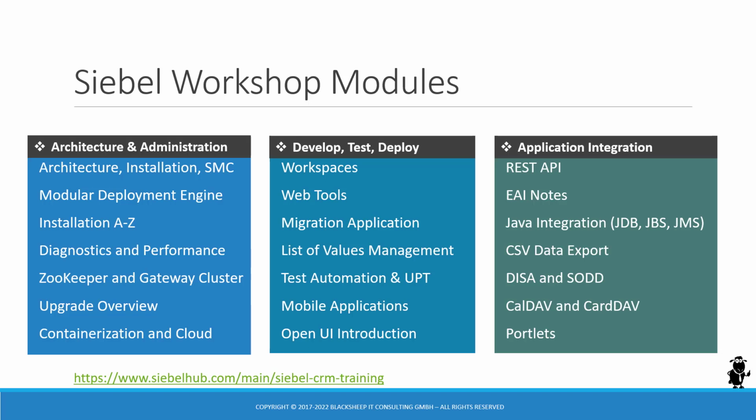We have EAI notes, we have updates on Java integration technologies such as Java Data Bean, Java Business Service, Java Message Services. We cover the latest innovations in application integration such as the CSV data export feature, desktop integration Siebel Agent, Siebel Outlook drag and drop, CalDAV, CardDAV, and portlets.